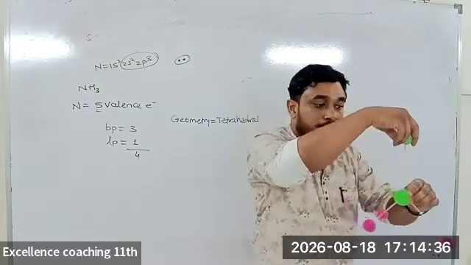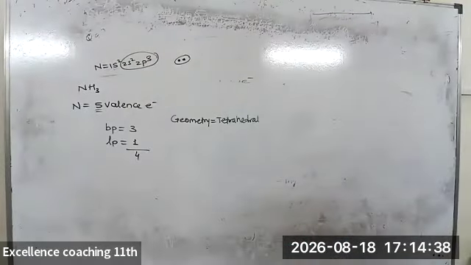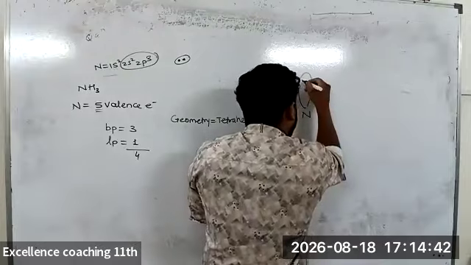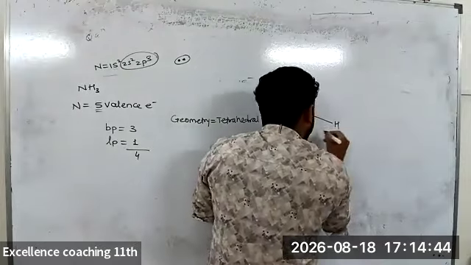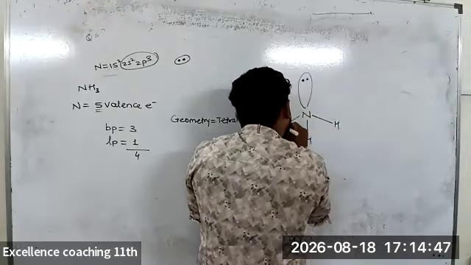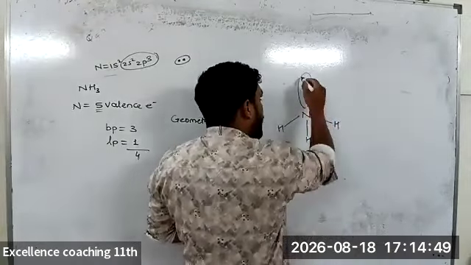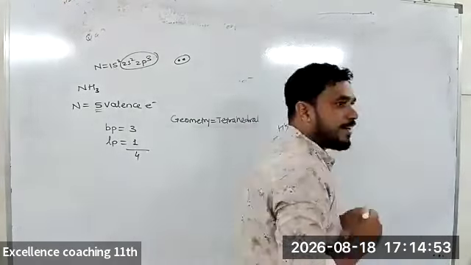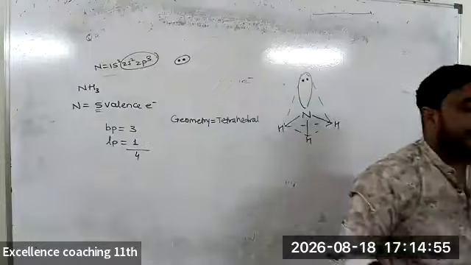109.5. So the lone pair I have to keep here because our geometry looks like this. Nitrogen, here I have kept the lone pair. This is the first hydrogen, this is the second hydrogen, this is the third hydrogen. The geometry looks like a tetrahedron. This is my tetrahedron.